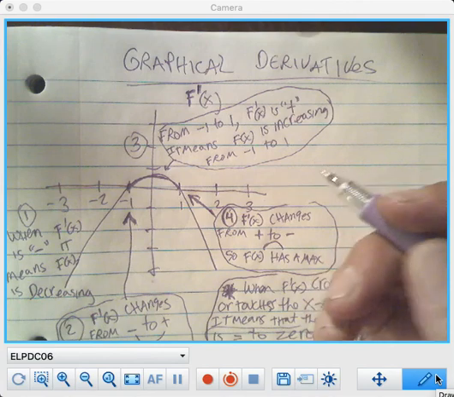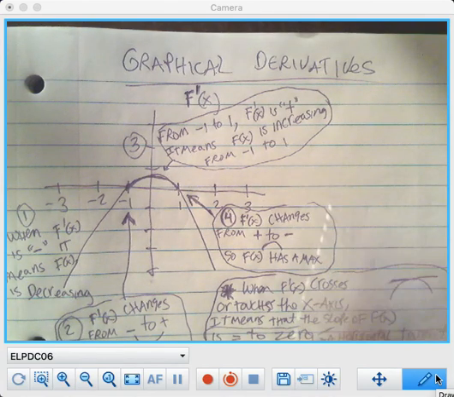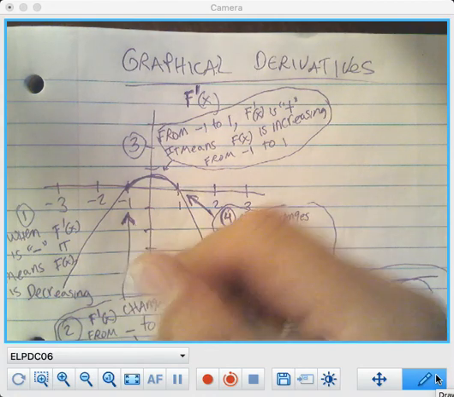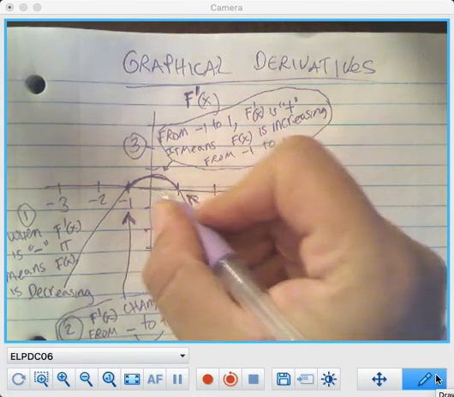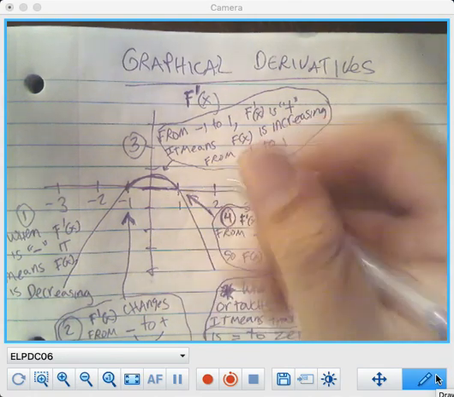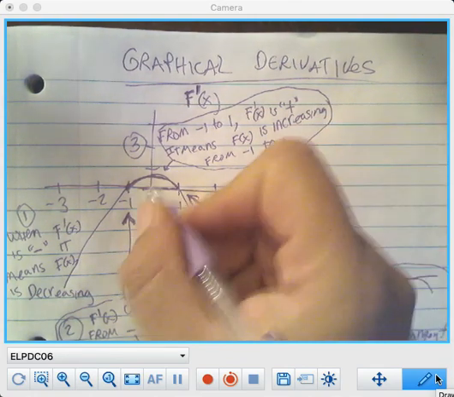Okay, so this is where some people have problems understanding. This is y equals 0, right? You agree? So this is y equals 0.